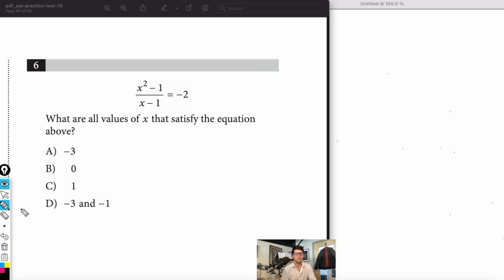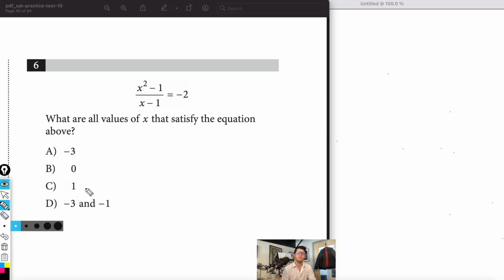You know now that 0's out because it has to include negative 3, so the only thing left to try is negative 1. Negative 1 squared is 1 minus 1. That's just a 0. It can't equal negative 2. And then negative 1 minus 1 would be negative 2. So that's 0 over negative 2. It's not equal to negative 2. It's equal to 0. So that's that approach.